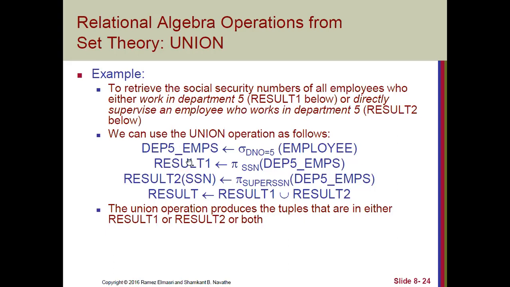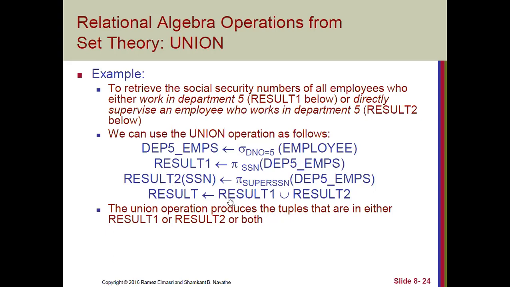So in result 1, we have the employees who work in department number 5. Then we have another attribute in the employee table called super SSN, meaning the employee who is supervising that employee. So we apply pi super SSN on DP5 EMP. The resultant is called result 2, which also gives you the SSN.